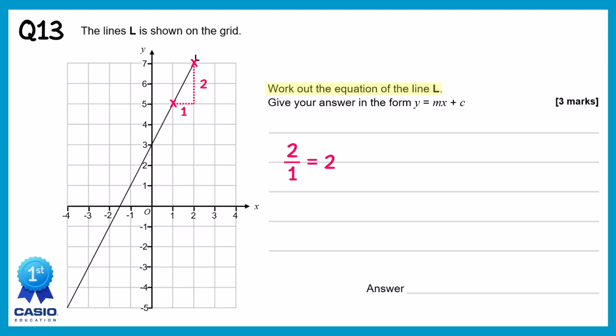I said earlier we also need the y-intercept, which is where the line crosses the y-axis, which is here, so that must be 3. We can now write down the general equation of a line, which is y equals mx plus c. But m is the gradient, which we found is 2, and c is the y-intercept, which we found was 3. So the equation of the line is y equals 2x plus 3.